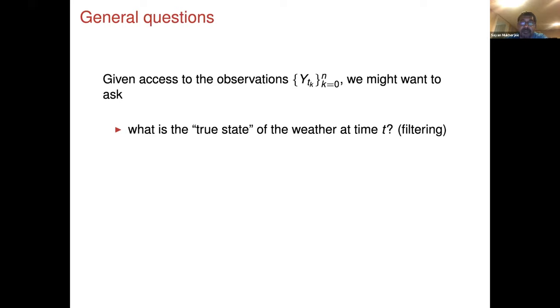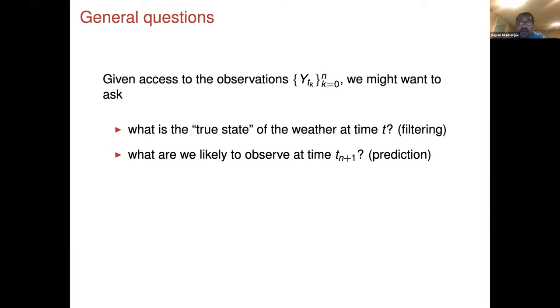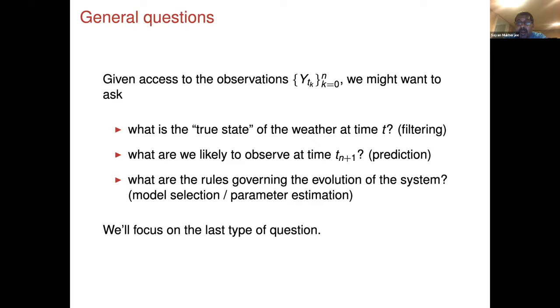There are many questions you can ask. You can ask, what's the true state? This is a problem of filtering. There's a problem of prediction: can I predict what's going to happen at the next time instance? And then there's the problem of, can I infer the rules governing the evolution of the system? This is model selection, parameter estimation, system identification. There are many names for this. Let's focus on this question.